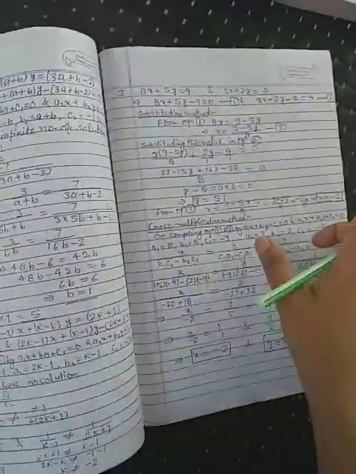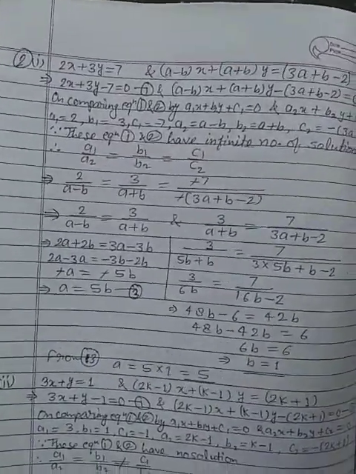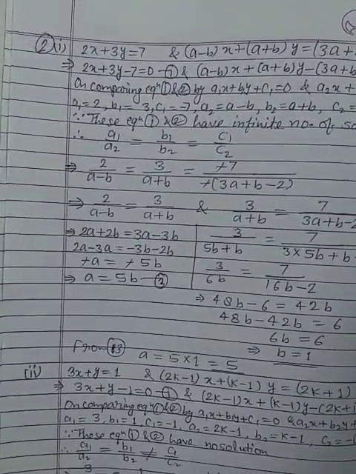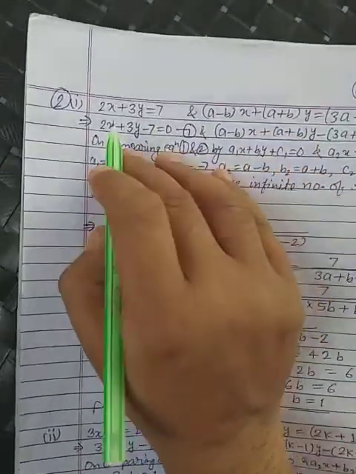Remaining parts do yourself. Now we are starting the second question. The second question is: for which values of a and b does the following pair of linear equations have an infinite number of solutions? So here two equations are given.